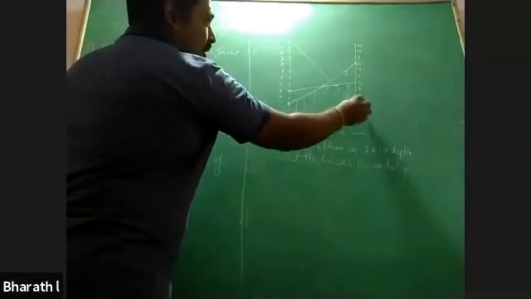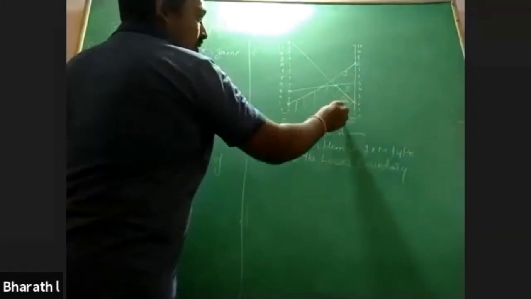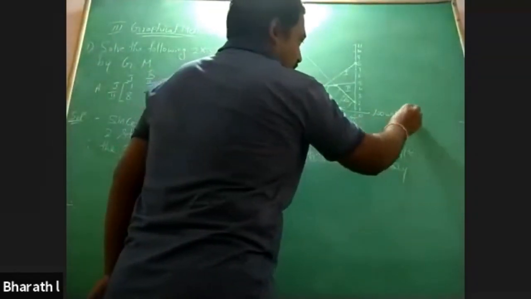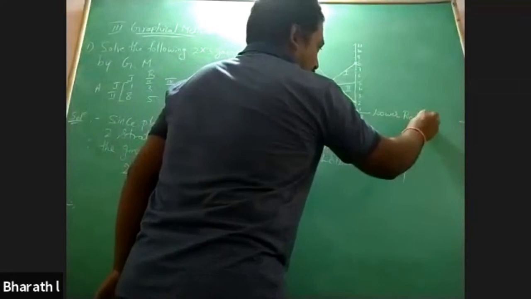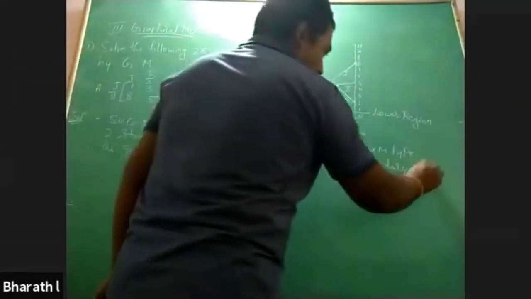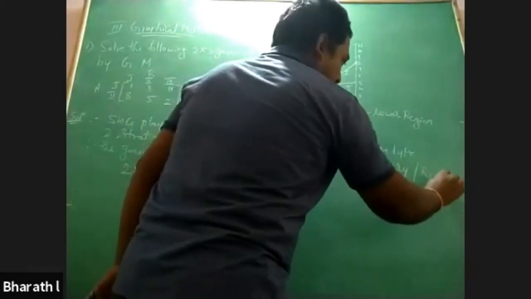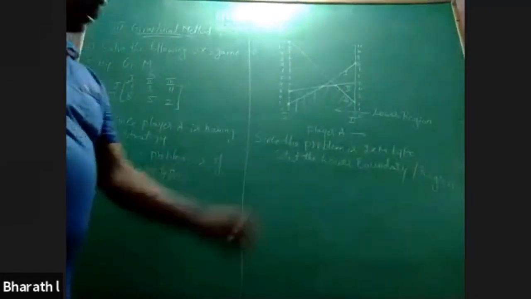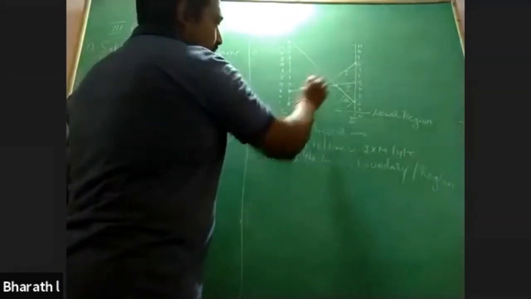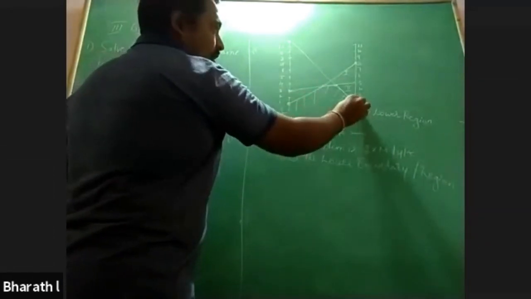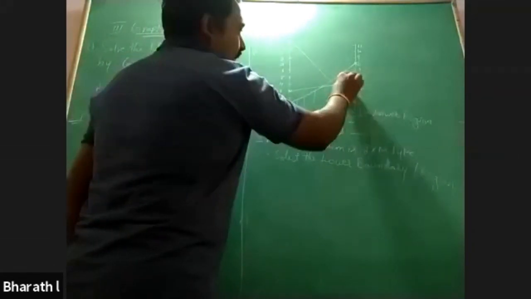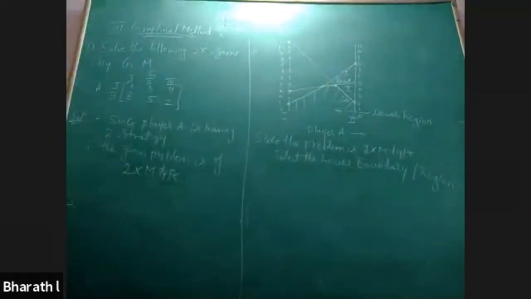1, 2, 3, and 4. This is the lower region, or we call it the lower boundary. Out of this lower region, you need to select the maximum. You have 1, 2, 3, 4 points. Out of these 4 points, the maximum is at this point. Here you have P max. That is the maximum point.